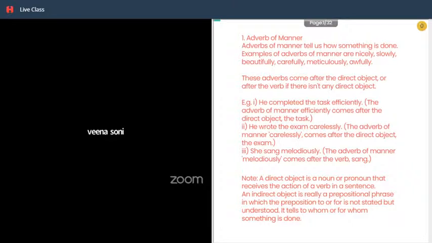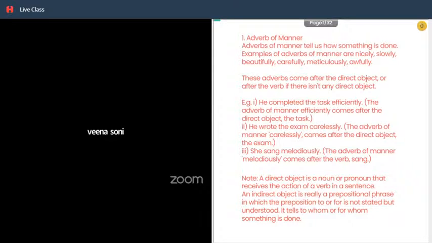Now, he completed the task. You have written there efficiently. Now, he wrote the exam carelessly. Now, the adverb of manner carelessly comes after the direct object, the exam. She sang melodiously. Again, it is coming directly after the object.